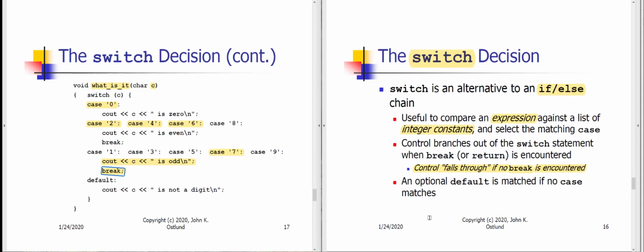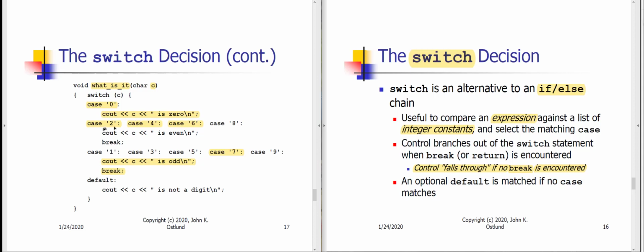Let's see what's going on there. Let's suppose I call WhatIsIt, and the character that comes in here is character 0. All right, so I say switch on character 0. Well, here's our match. Case 0 is a match, and so that tells us where to start executing code. We therefore execute this statement that displays 0 is 0, that is the character 0 is 0. Notice that there's no break following that statement though.